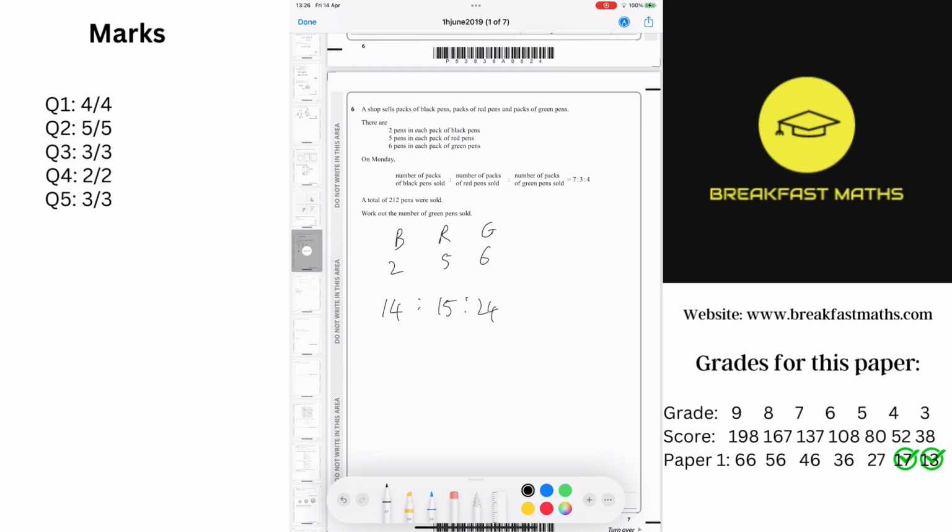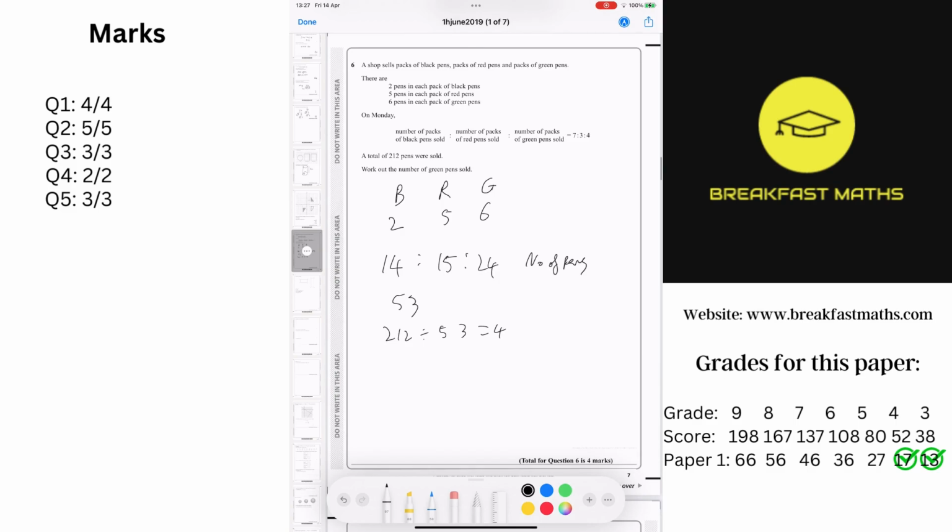So this is the number of pens. Okay, and then 212 were sold in total. So if we add these together, we've got 20, 30, 40, 48, 53. Okay, 53. 212 divided by 53 is 4. Okay, so the number of green pens sold. Green pens was this end one, times this by 4. 24 times 4, you can work that out, it's 96.